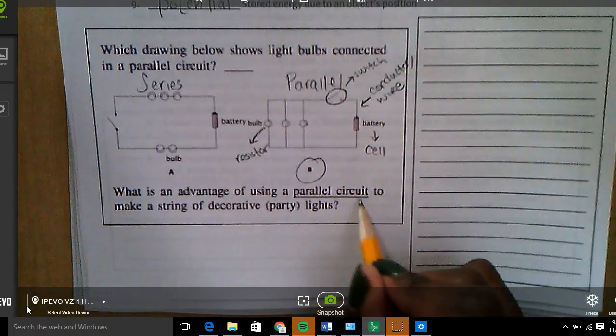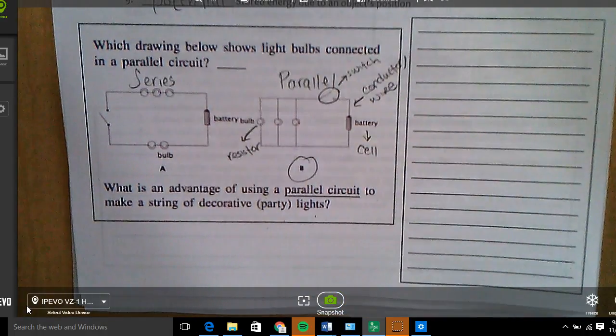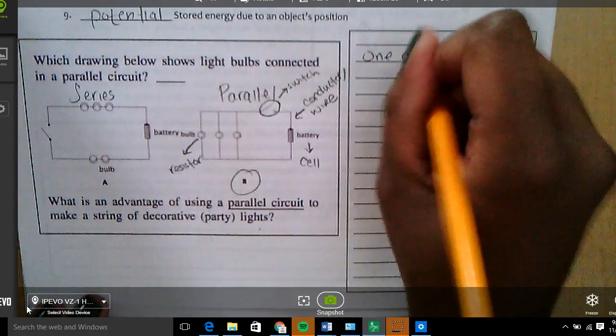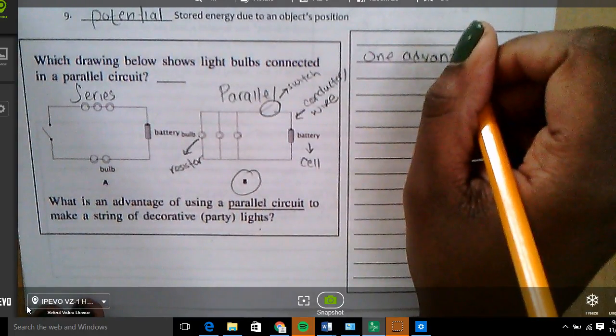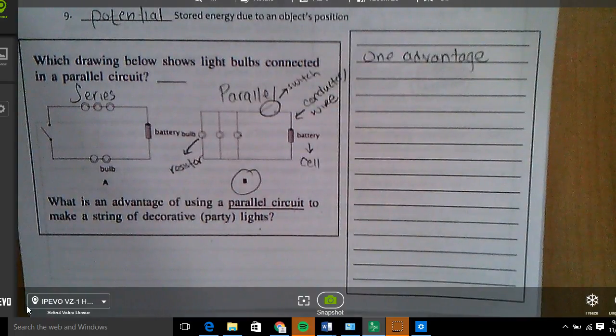Here we go. What is an advantage of using a parallel circuit to make a string of decorative party lights? And we saw what happened with our lights. All attention is going towards her. Tracking, Jalen. There's something very wrong with her response, and it is worth $1 million if you find it. Jose. Incorrect. Jalen said the advantage of using a parallel circuit is when the circuit is open, all of the lights will work.